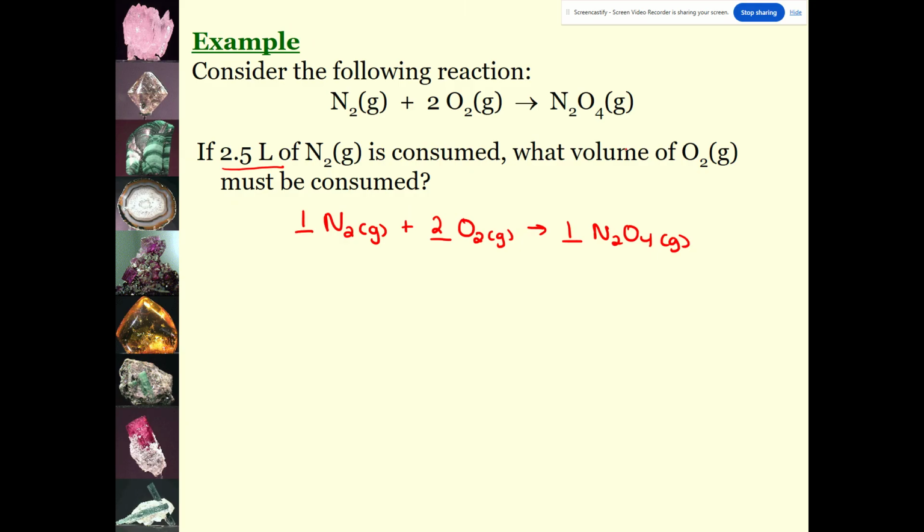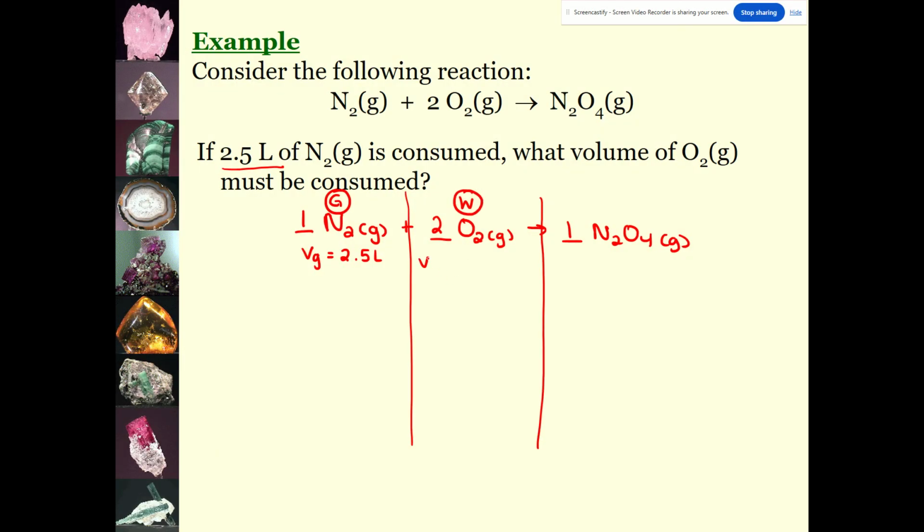So let's look at our information and identify our wanted and given. It says that we have 2.5 liters of nitrogen gas. That is therefore my given. The volume of my given is 2.5 liters. And we are looking for the volume of oxygen that is consumed. Consumed means it's reacting. So oxygen is my wanted.